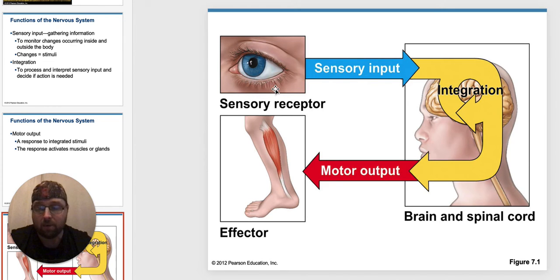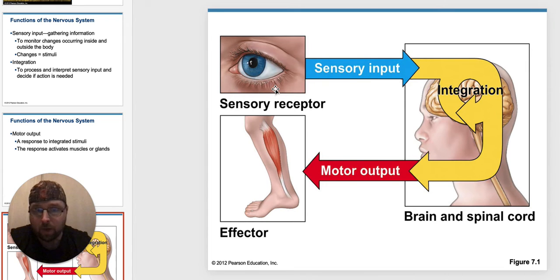And again, motor output is yet another nerve cell that carries the information to our usually muscles, but sometimes they go to our endocrine system for some type of hormonal response, but it usually goes to muscles, and that creates the response that we're looking for. All right, so in the case of our picture here, it looks like it's going to our soleus or our gastrocnemius for some type of lower leg movement.